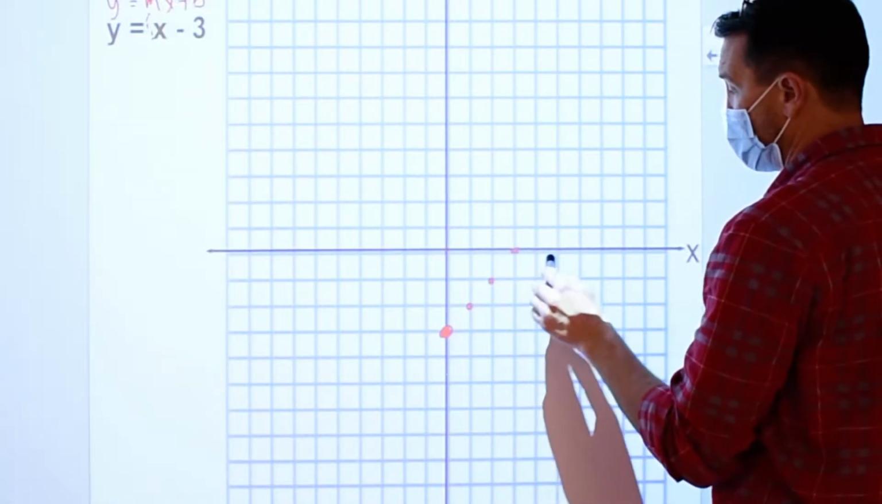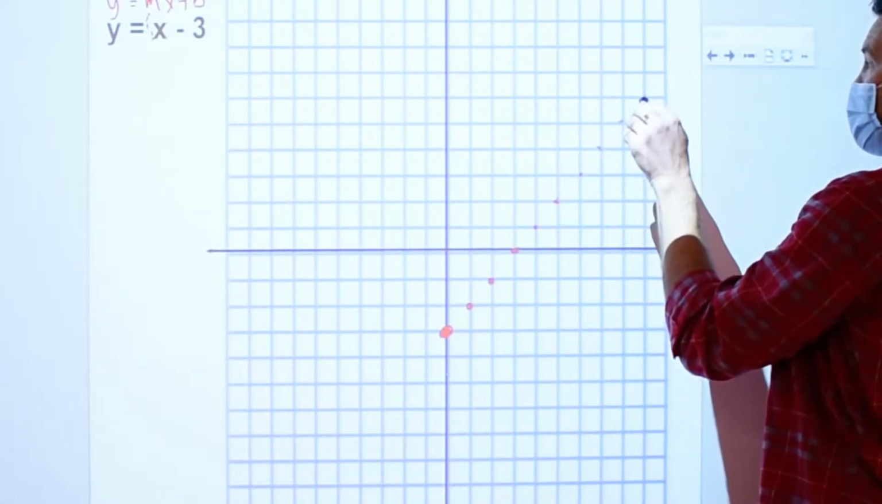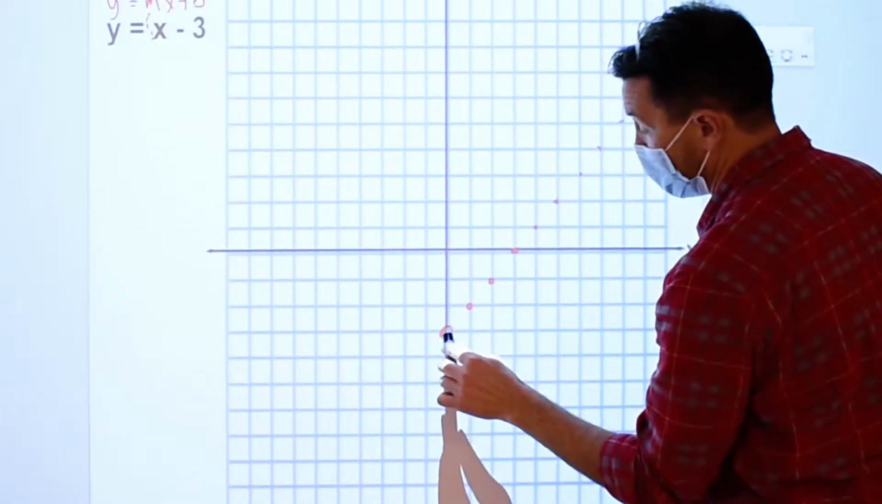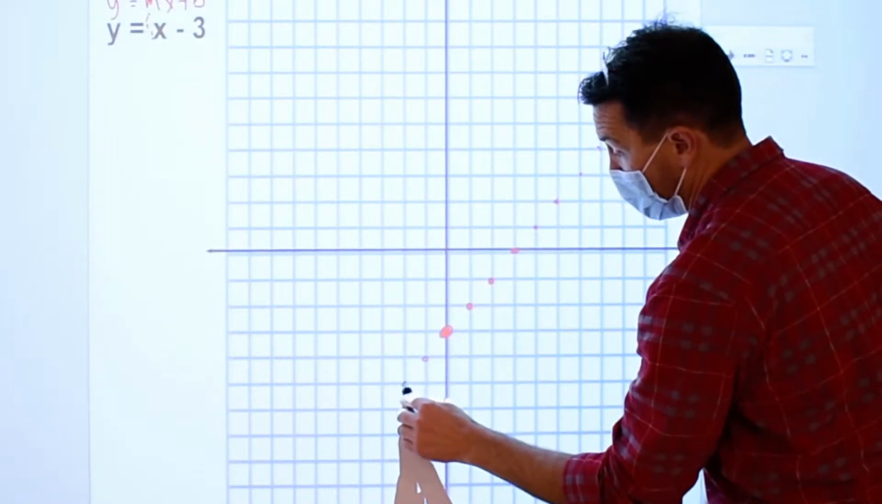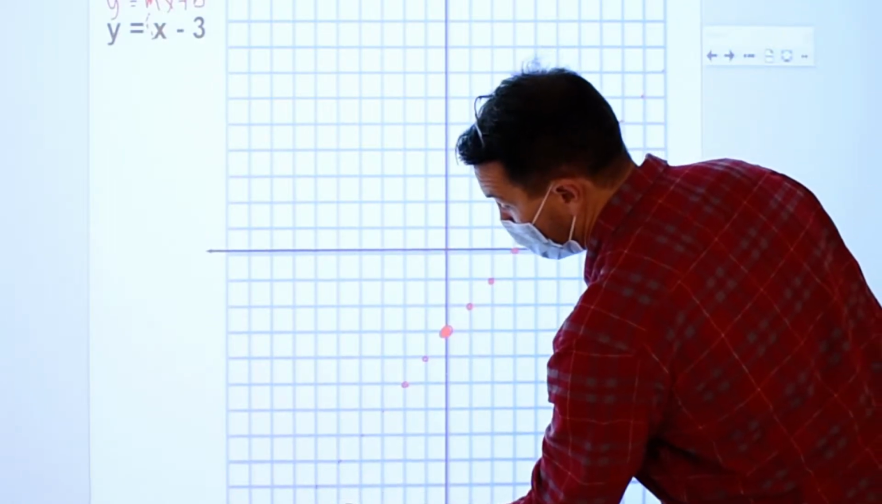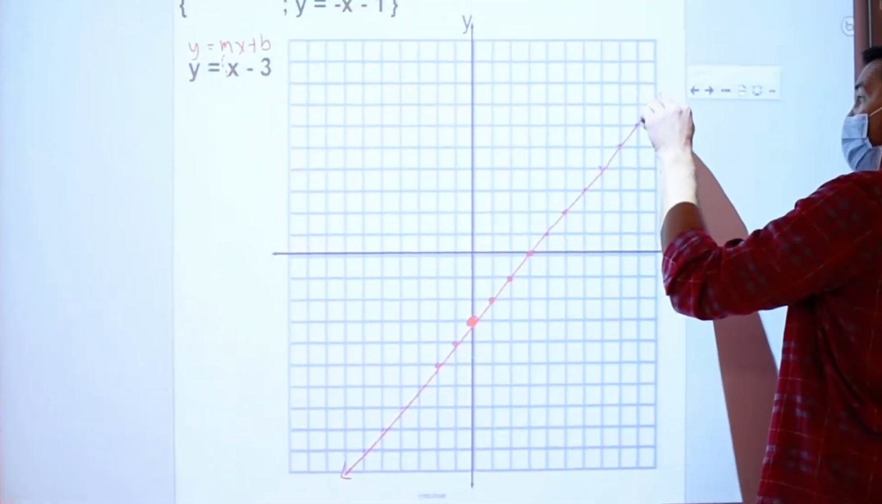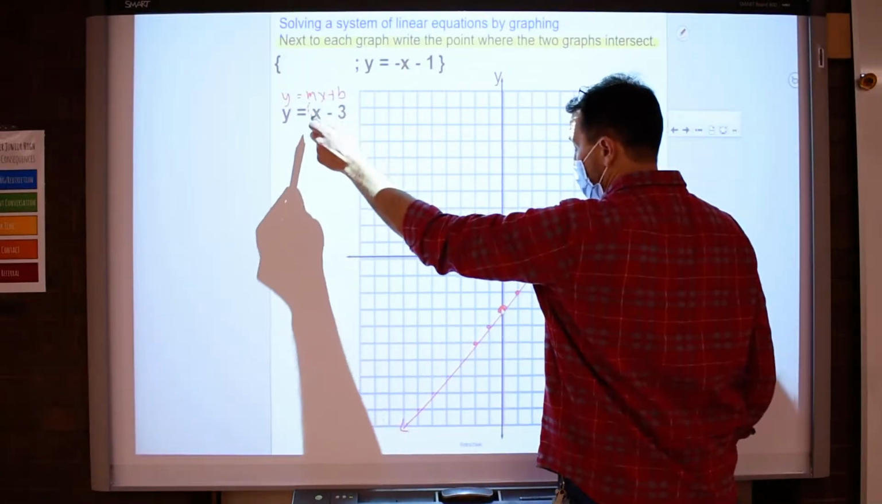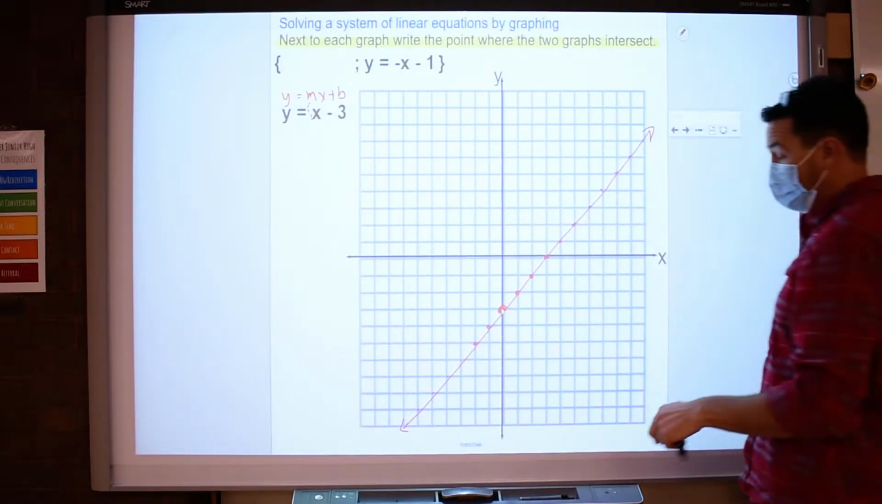And the reason why I do it the whole way through the graph, it's good practice, and it helps me build a nice straight line. So my line isn't crooked. The opposite of up 1, over 1 is down 1, -1, or -1, down 1. And we go all the way through. And there is my first line. And any point that's on this line is a solution to this one. So now we have to graph the second one.